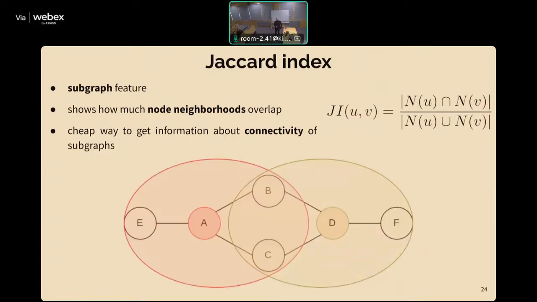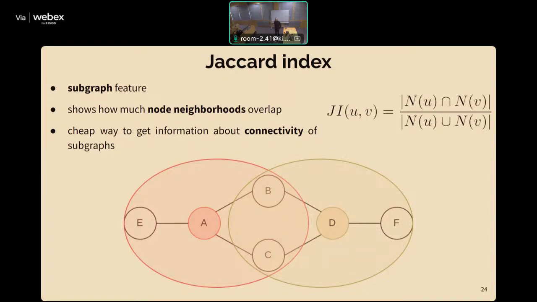Second, Jaccard index. Jaccard index provides information about subgraphs, and it's computed as the overlap in neighborhoods of 2 nodes. So take one node, second node, neighborhood of the first, neighborhood of the second, and you calculate how much is the overlap between them. You compute the number of common nodes divided by the total size of those neighborhoods. Very, very simple to compute, very cheap. And this provides you the information about the connectivity of the graph.